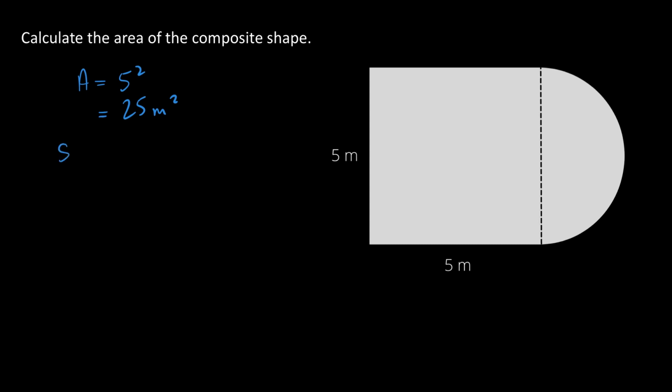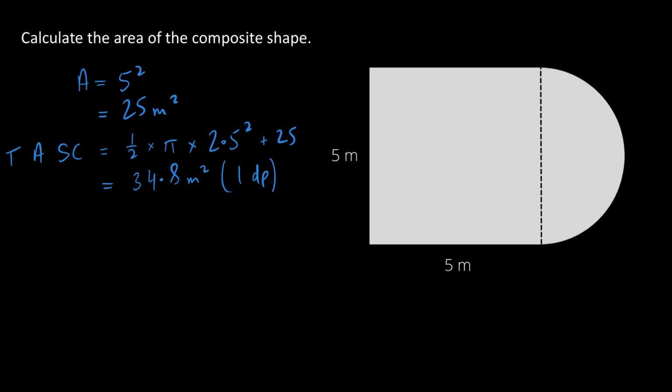The area of the semicircle, now we've got a half, so it's going to be a half times pi times the radius squared, which is 2.5 squared. And I'm going to add the 25 to that, so I can do it all in one calculation now. So I'm going to say total area. That's going to work out to be 34.8 meters squared, correct to 1 decimal place.